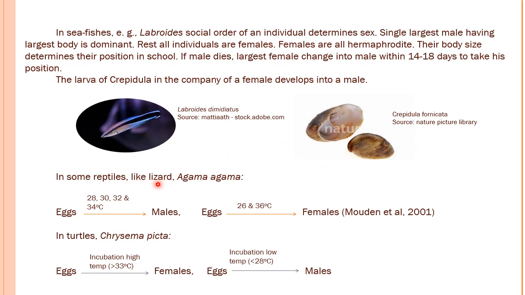In some reptiles like the lizard Agama agama, if the eggs are incubated at 28, 30, 32 or 34 degrees centigrade, they develop into males. And if the eggs are incubated at 26 or 36 degrees Celsius, they develop into females. In turtles, Chrysemys picta, if the eggs are incubated at high temperature, that is more than 33 degrees Celsius, they develop into females. And if the eggs are incubated at low temperatures, that means below 28 degrees Celsius, they develop into males.